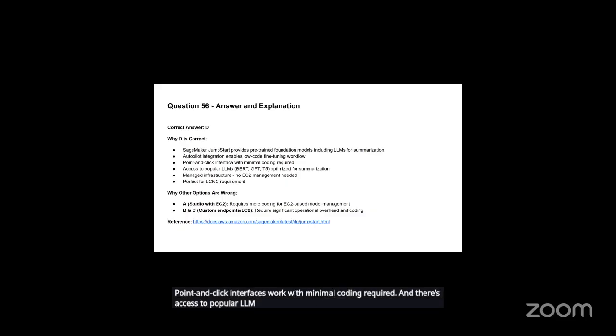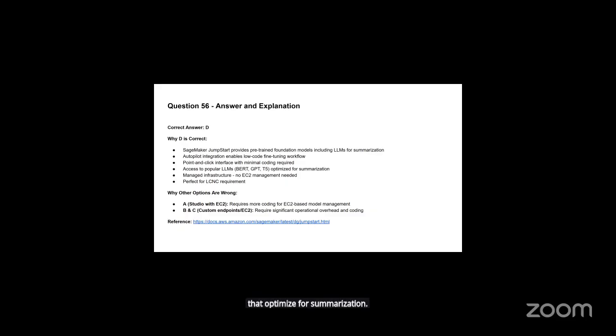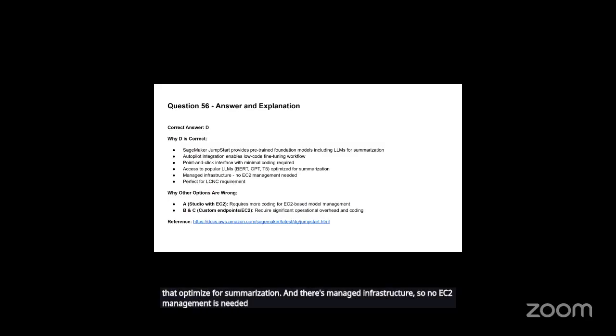D, SageMaker JumpStart. This provides pre-trained foundation models, including LLMs for summarization. Autopilot integration enables a low-code fine-tuning workflow. Point-and-click interfaces work with minimal coding required. And there's access to popular LLMs like BERT, GPT, T5 that are optimized for summarization. And there's managed infrastructure, so no EC2 management is needed. This is perfect for low-code, no-code.